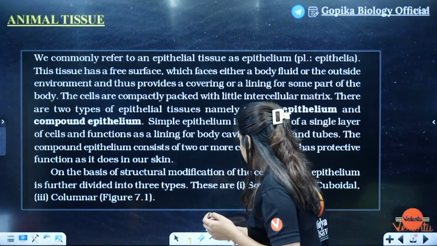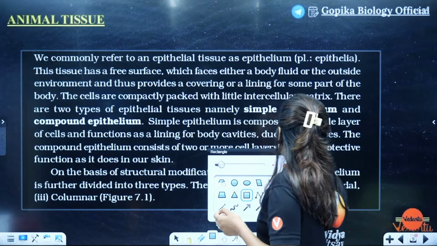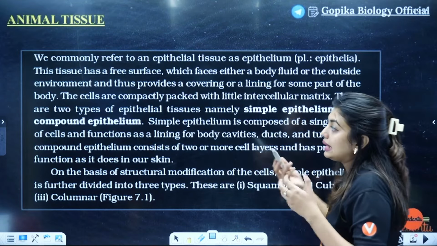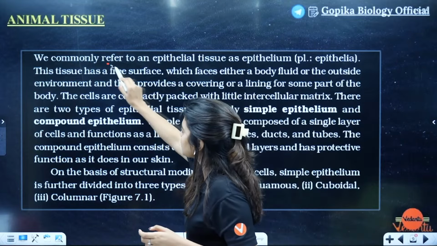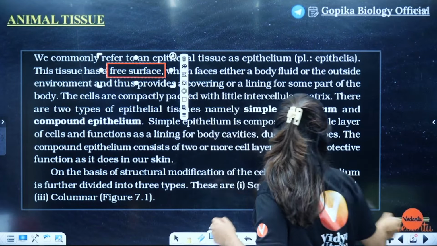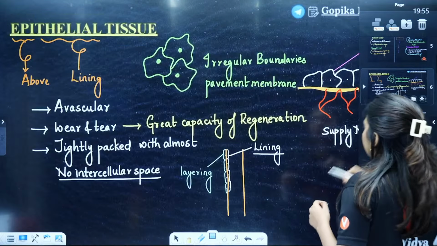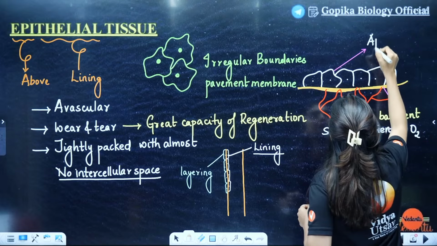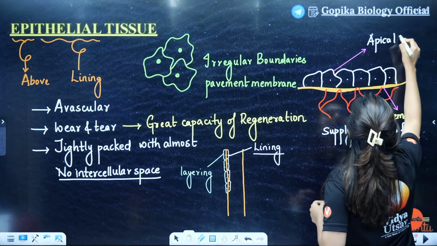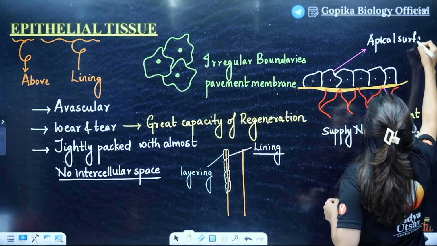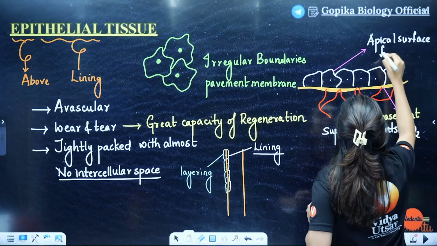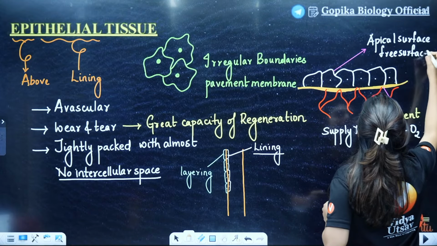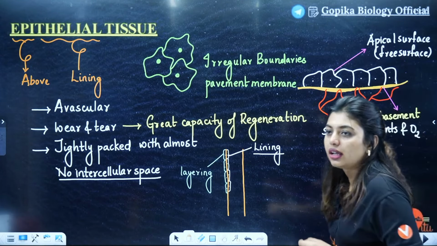Now NCERT for all of you. Let's read through NCERT as well. We commonly refer to an epithelial tissue as an epithelium. This tissue has a free surface. I told you, the free surface or the apical surface. Students, did I label it? Okay, wait, I'll just label it here so it will be easier for you. This is your apical surface, or we say free surface.